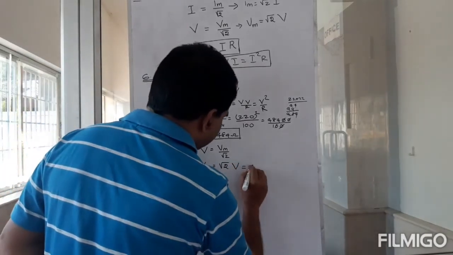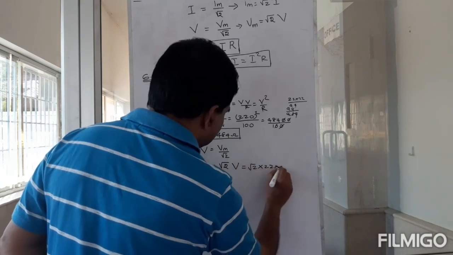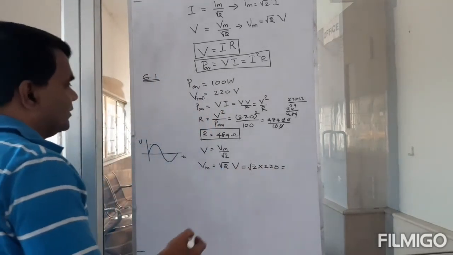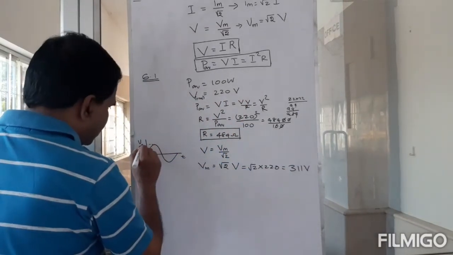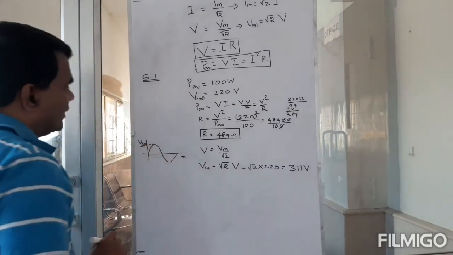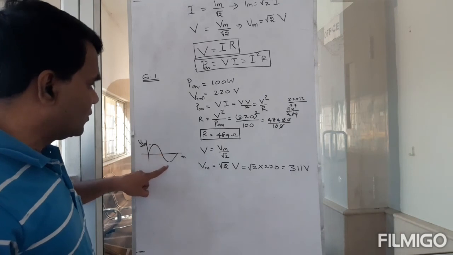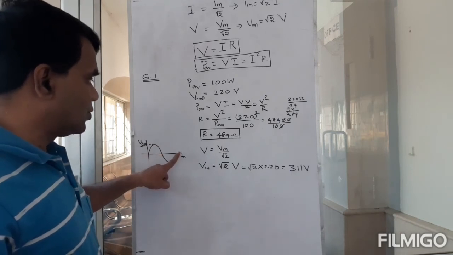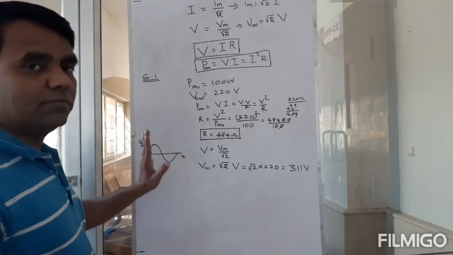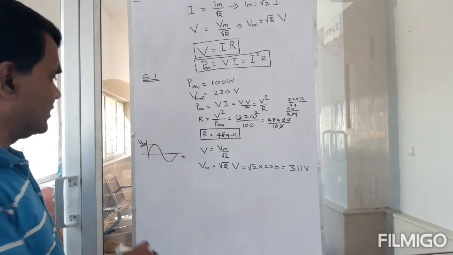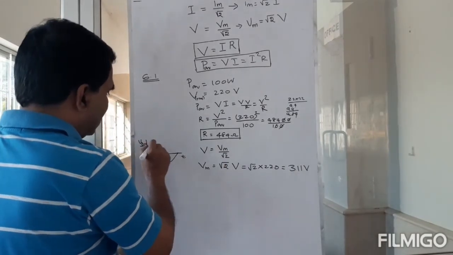Power is average. Keep that in mind. So root 2 into this is 220 into 1.414. So it's going to be 311 volt. So maximum is 311. So it starts from 0, then goes to 311, comes to 0, goes to minus 311, goes to 0 again. So this is how the voltage fluctuates. Okay, this is the oscillation actually. So this is 311 volts.